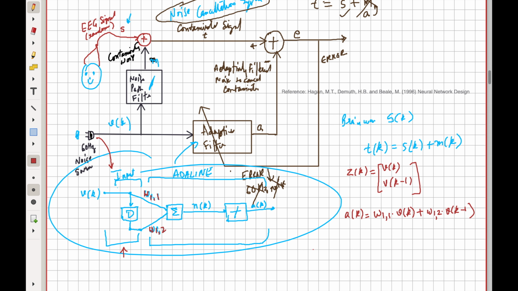And so when we say we are finding an error, we are actually looking at EK, which is nothing but TK minus this AK that we find above. Okay. So the entire math revolves around these equations that we have.